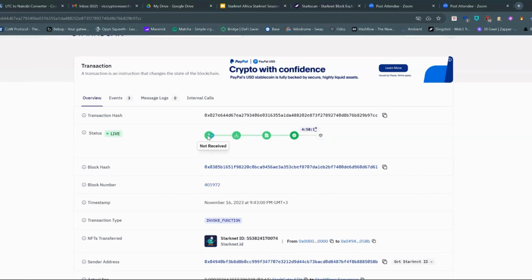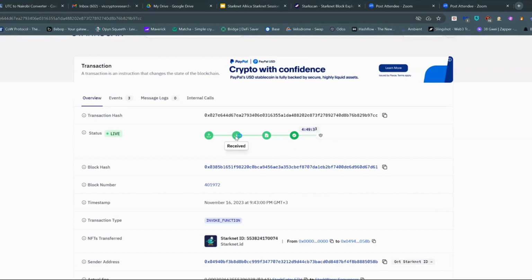So the first step, when the transaction status is not received, means the transaction is not yet known to the sequencer. So when you just sign the transaction in your user wallet, but the transaction has not yet arrived at the sequencer. But Starknet in itself is able to be aware and keep track of the transaction. That's why we have the status not received. Then the nodes are able to forward the transaction to the sequencer, and the status of the transaction changes. So we have received.